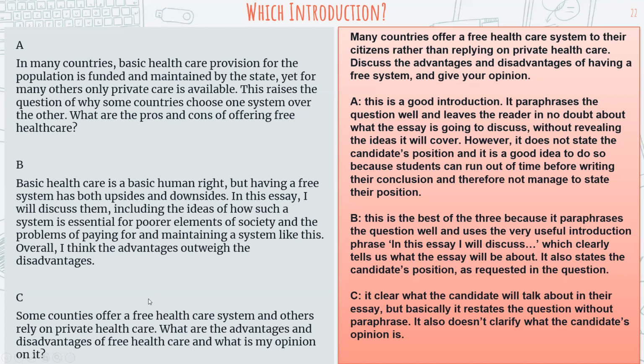Let's move on to C. It's clear what the student will talk about in their essay, but it uses the same words in the question without paraphrasing. It says here offer a free healthcare system. Here offer a free healthcare system. Others rely on private healthcare. Relying on private healthcare. Advantages and disadvantages. Advantage and so on. Okay, so it has the same words as the question, and we said that this should be avoided.